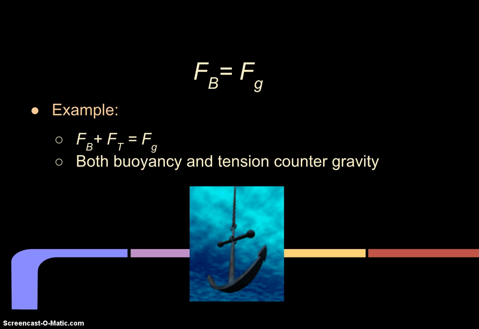When going about solving a problem, it's important to realize that with stationary objects, gravity is equal to the buoyancy force. This, however, is not always the case. If more than one force is countering an object's gravity force, that will be added to the buoyancy force to equal the gravity force. For example, if an anchor is attached to a rope underwater, both buoyancy force and tension are working against gravity. That would make the equation gravity equals buoyancy plus tension.